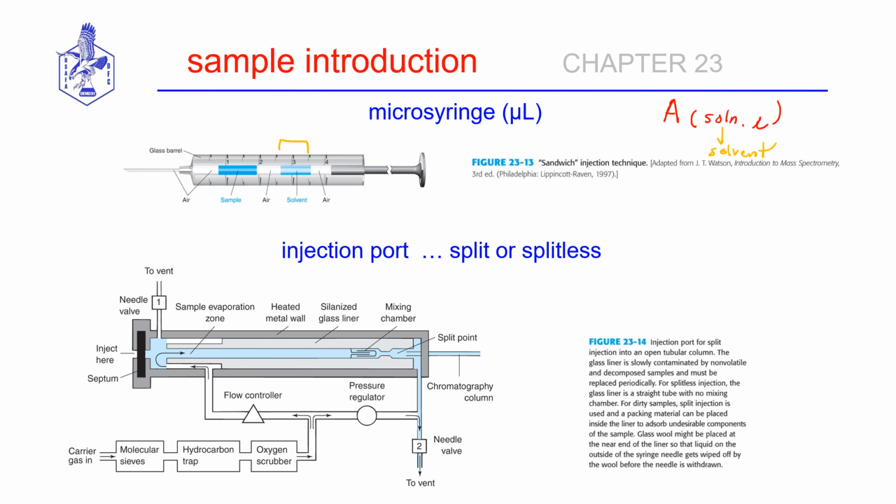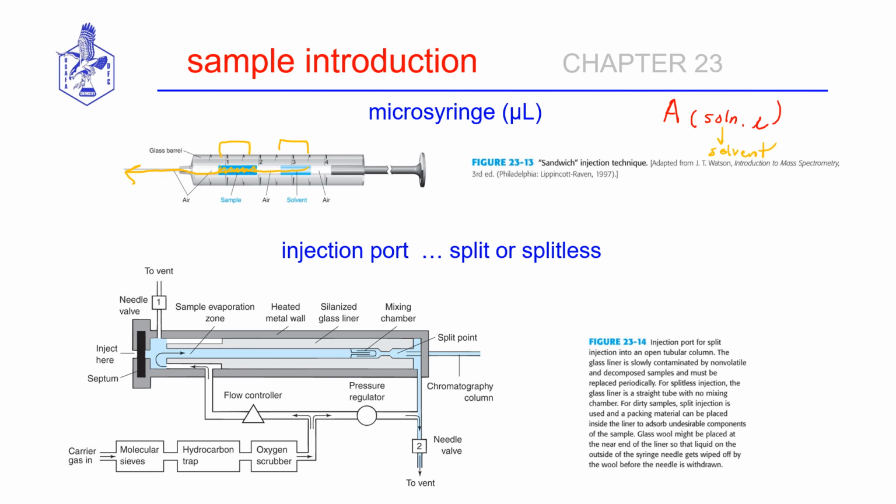So you want to draw up first some air, then a little plug of solvent, more air, and then your sample. This order of components will allow your sample to enter the injection port, volatilize, and then any traces of the sample in the barrel will get carried down by the solvent as it gets ejected onto the column.